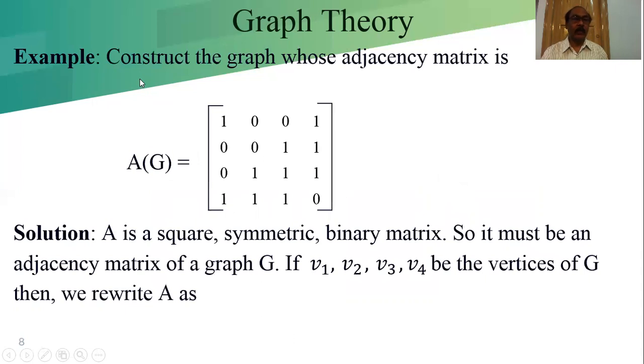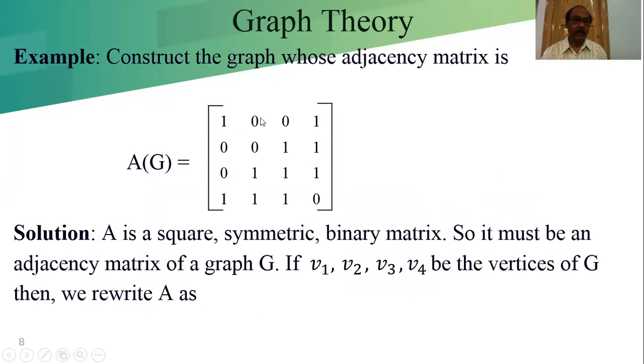Now we already learned that if a graph is given, then we can make the adjacency matrix. That adjacency matrix is a square and symmetric matrix. Now if the adjacency matrix is given, then how to draw the graph with the help of the adjacency matrix? With the help of the adjacency matrix, we have to draw the graph. Now the adjacency matrix is of order 4 by 4.